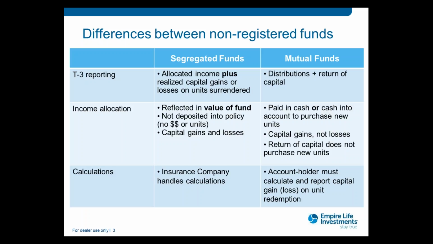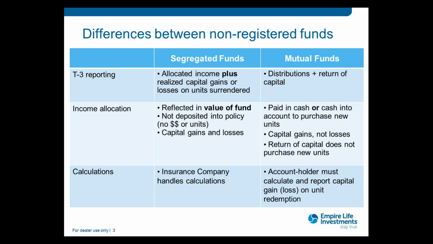So let's look at the differences between non-registered funds, specifically segregated funds and mutual funds. With segregated funds, income allocations are reflected in the value of the fund. Neither the number of units nor the value of the fund changes on income allocation. The income allocation is generally pro rata for a period of the year held. In other words, it's done at a time-weighted approach. And so the amount you'll have to declare or report is based on how long you actually held that fund during the year.